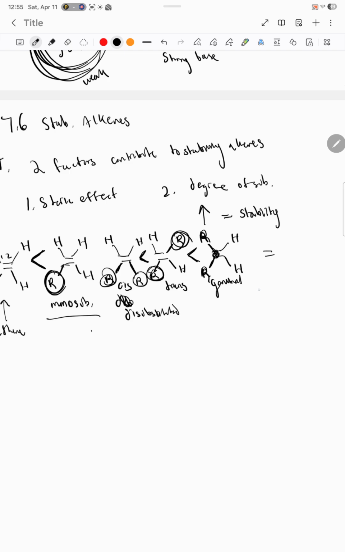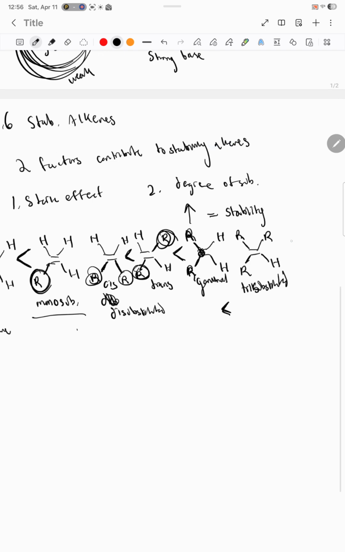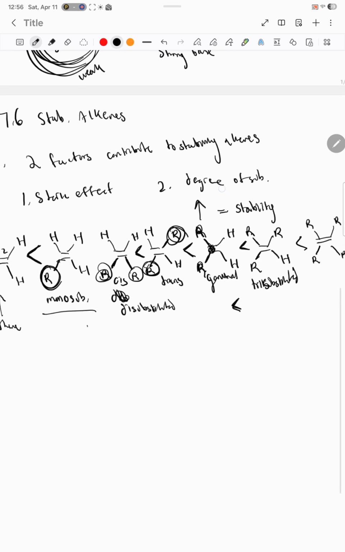Now, what's more stable than disubstituted? Yes, it's trisubstituted. What does that mean? It means there are three R groups on the alkene, and there's only one hydrogen attached on that alkene. And then at last you would guess correctly that it's tetrasubstituted. There are no hydrogens, it's all R.